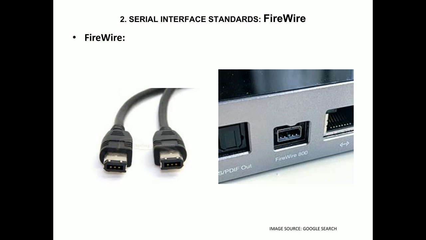For lower bandwidth we are using USB, right? For higher bandwidth, what do we do? We will be using a FireWire to transmit the data. This FireWire transmits the data at the rate of 3.2 Gbps. The FireWire connection uses two differential signaling pairs, one for data and one for synchronization.